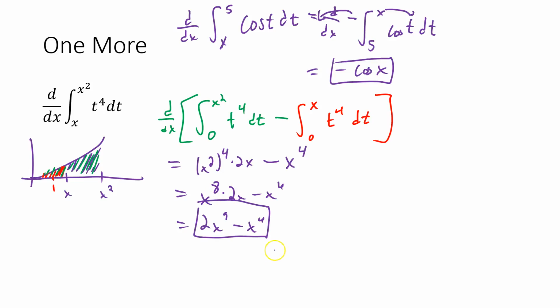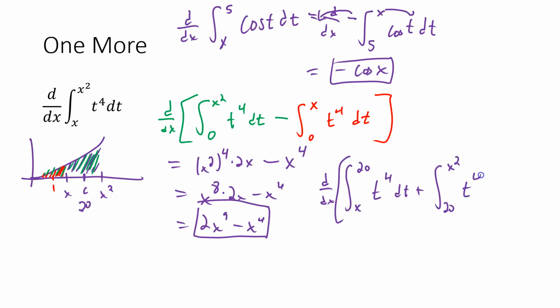Now, there are lots of other ways to do this problem. One way that I like to do this is to introduce some c value in here. It doesn't matter what it is. You can make it, I don't know, 20, let's say. So you could integrate from x to 20. Let me have the derivative of this, from x to 20, t to the fourth dt. And then we add to it the integral from 20 to x squared of t to the fourth dt.